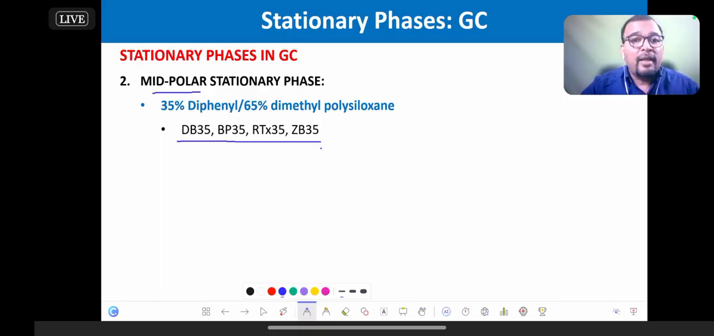Are you learning? Are you getting my point? Type in yes or no in the comment box. Yes or no? Just an increase in the diphenyl portion, so an increase in the polarity as well.